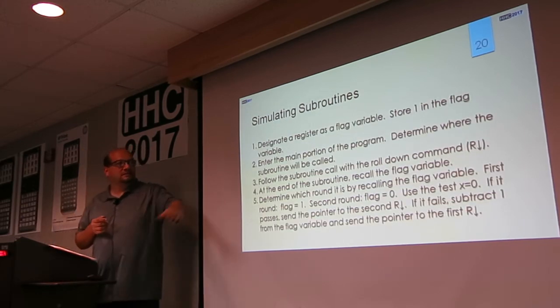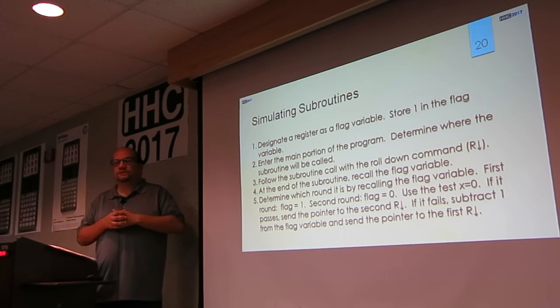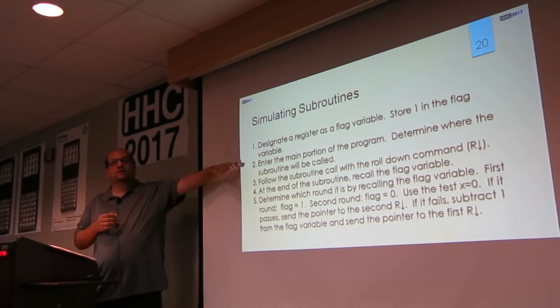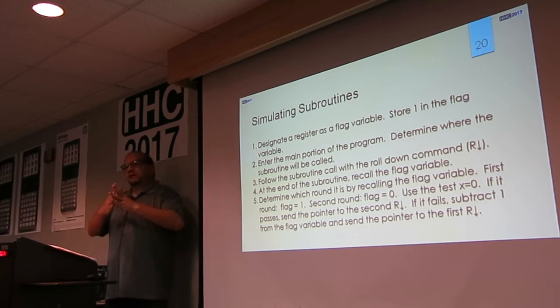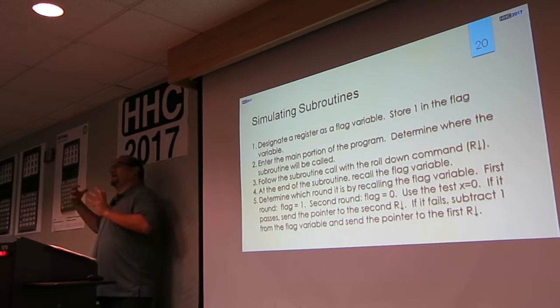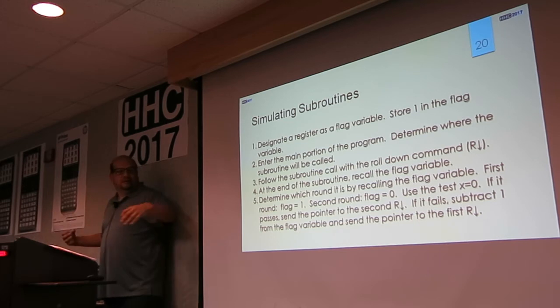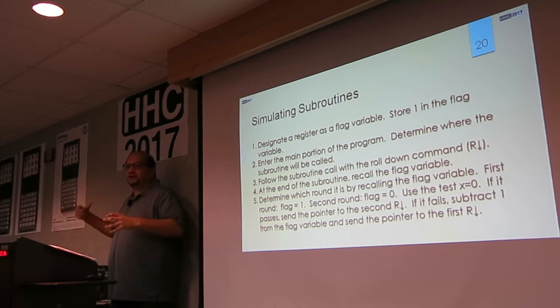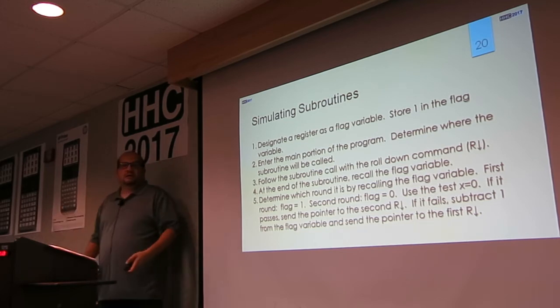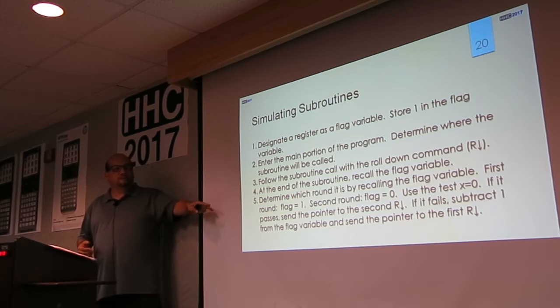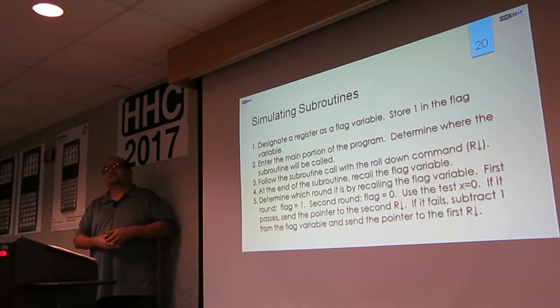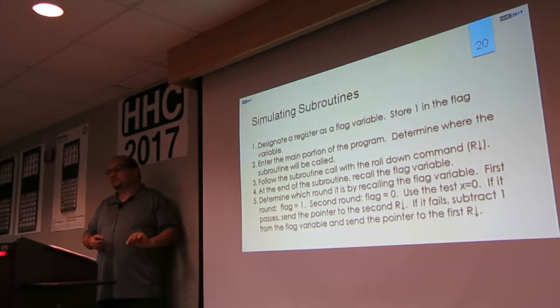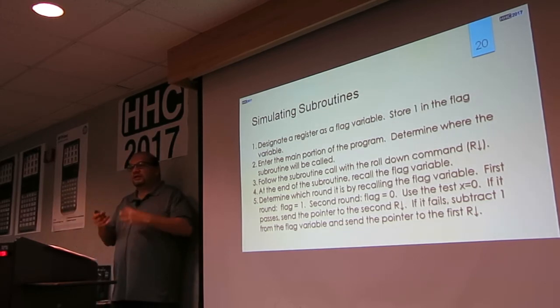So you designate a register for a flag variable, and then you do your main portion on the top, followed by your subroutines. At the end of your subroutine instructions, that's where you start comparing your flag variable. If you do this, I recommend writing your program down and listing the step numbers, so you can keep track of where everything is supposed to be.